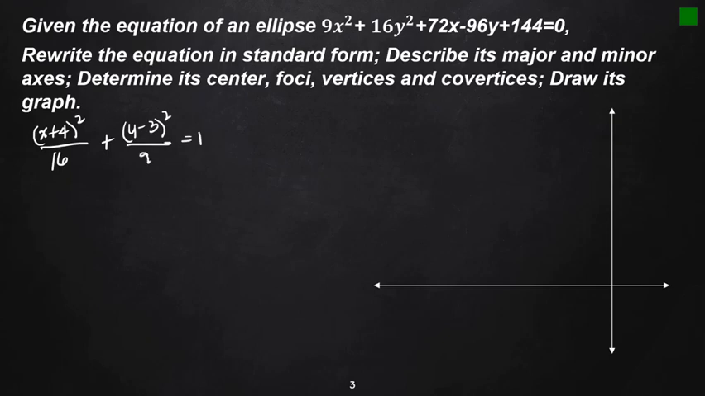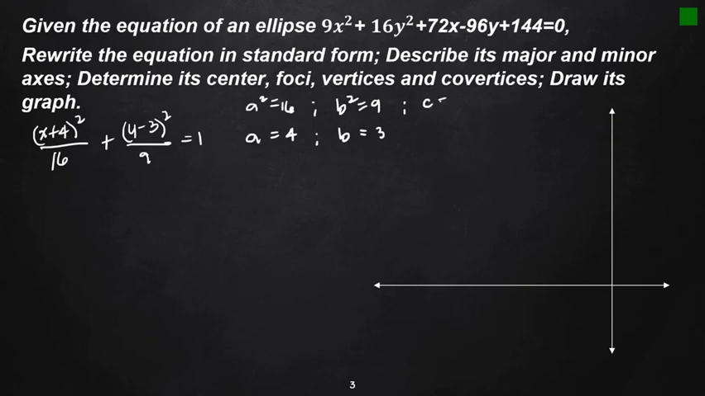Okay, so from here we can say that a squared, the bigger denominator, is 16. 16 is bigger than 9 and 16 is over the numerator with an x. Therefore, the 16 here is our a squared. a squared is equal to 16 and our b squared is equal to 9. Solving for a, because these are important when we describe our major and minor axis and its center, the foci, the vertices and covertices, a is equal to 4 and b is equal to 3.